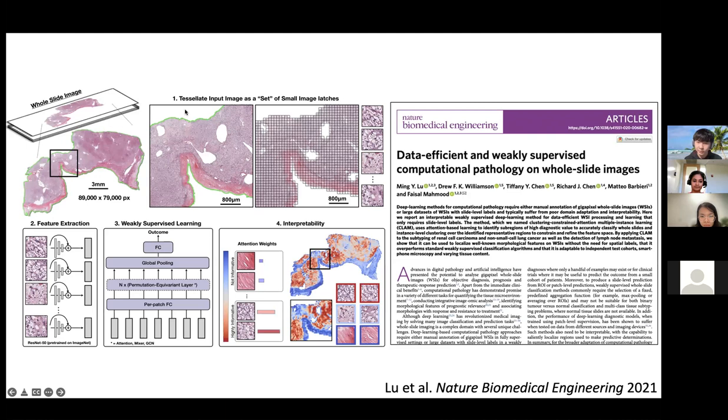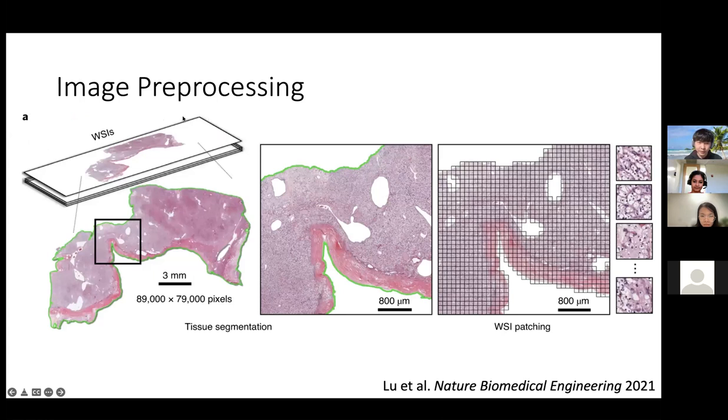So the idea is to first use segmentation to identify regions of tissue for the simple reason that a huge portion of the image, the slide, is just going to be white space and background. So for computational efficiency, we'll just want to get rid of that white space. After doing segmentation, we then divide those regions into small patches, just like the previous approaches have done, as shown here.